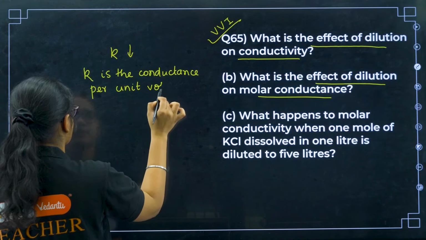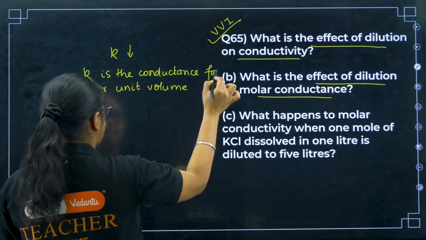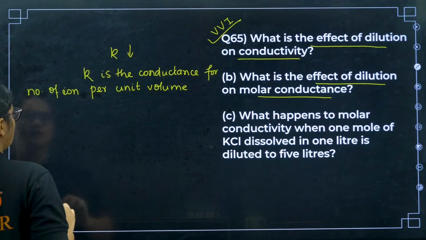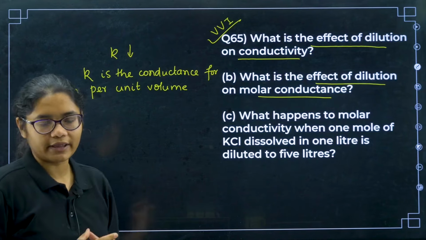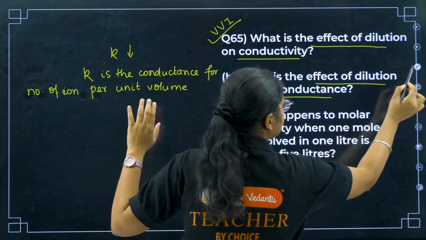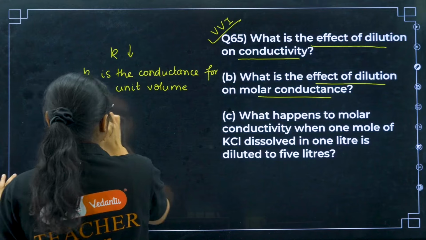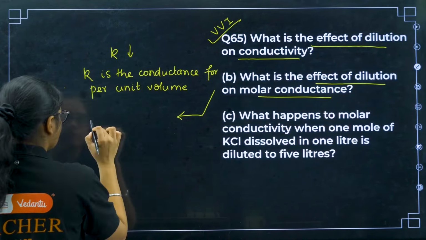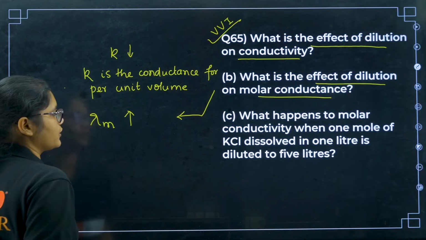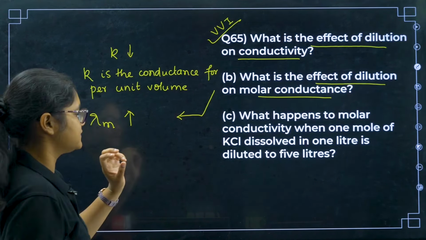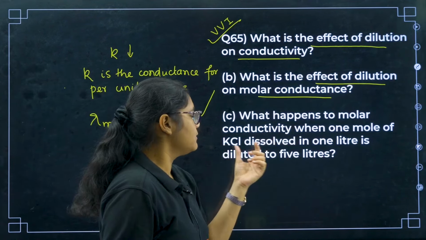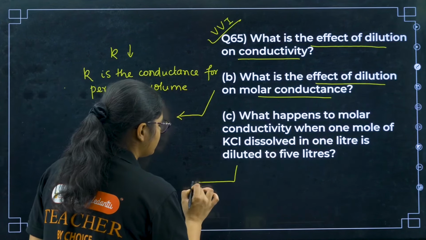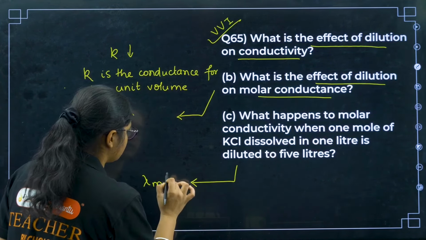It is the conductance for the number of ions per unit volume. Or you can just mention per unit volume. So that is why when you decrease the concentration, conductivity decreases. But molar conductivity increases on dilution. Now, what happens to molar conductivity when 1 mole of KCl dissolved in 1 liter is diluted to 5 liters? If it is diluted to 5 liters, definitely molar conductivity will increase.